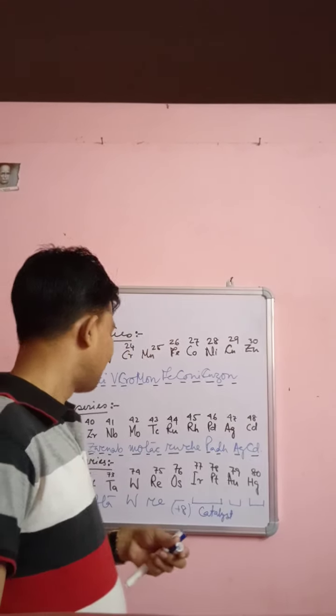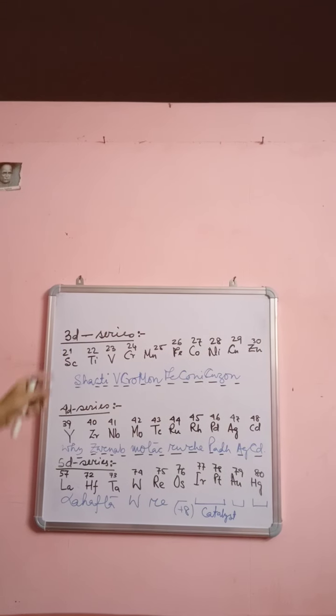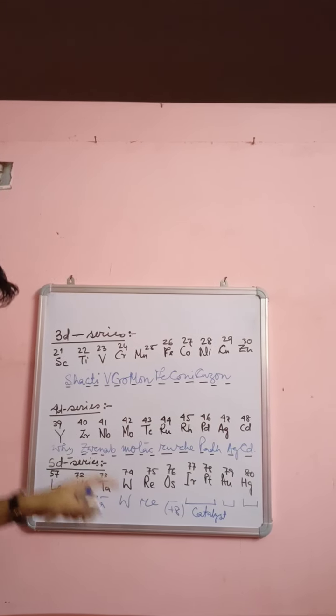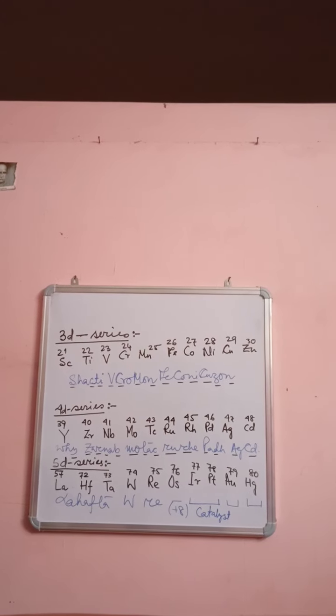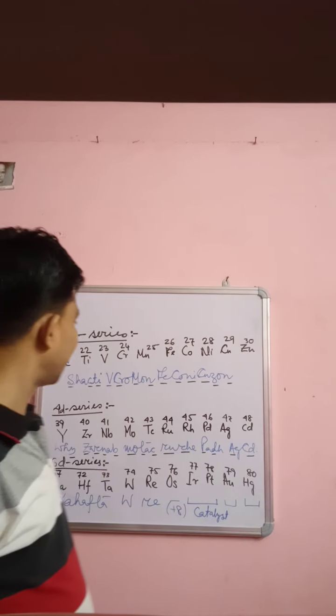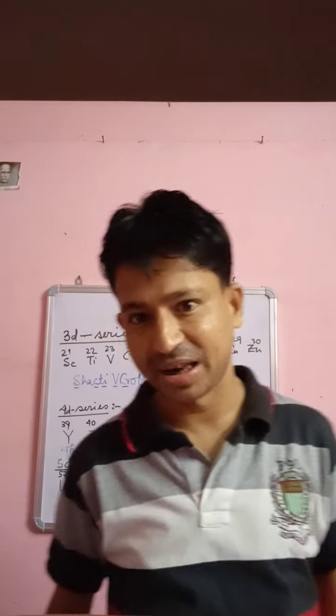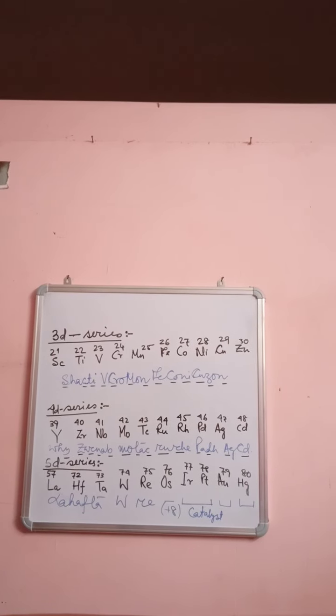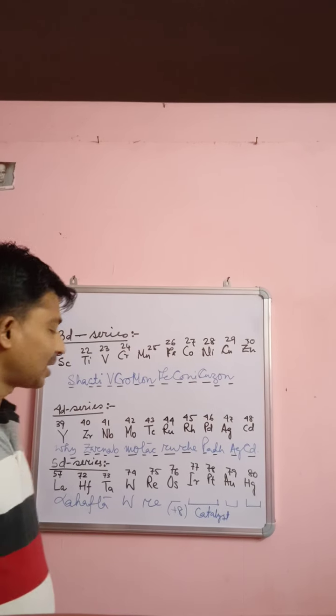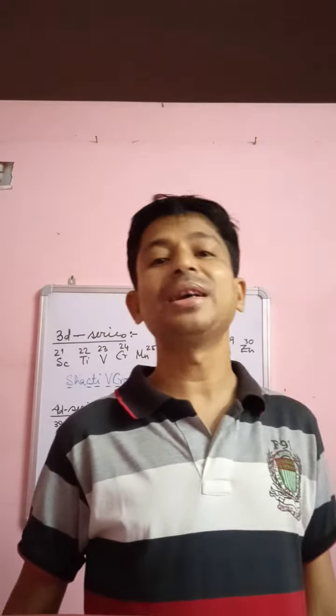So, my dear students, I think now the 3D series, 4D series and 5D series are in your grip. For the 3D series we have Shakti, Vakraman, Fico, Nikujan, that is scandium, titanium, vanadium, chromium, manganese, iron, cobalt, nickel, copper, zinc. Then come to the 4D series, Yttrium, why Zarnab, Mutak, Rude per AgCd.